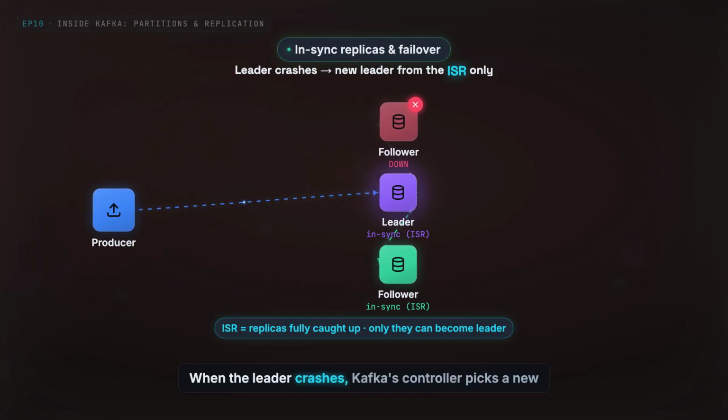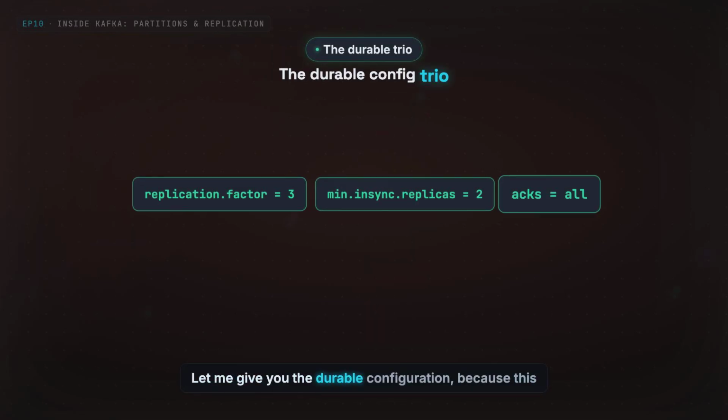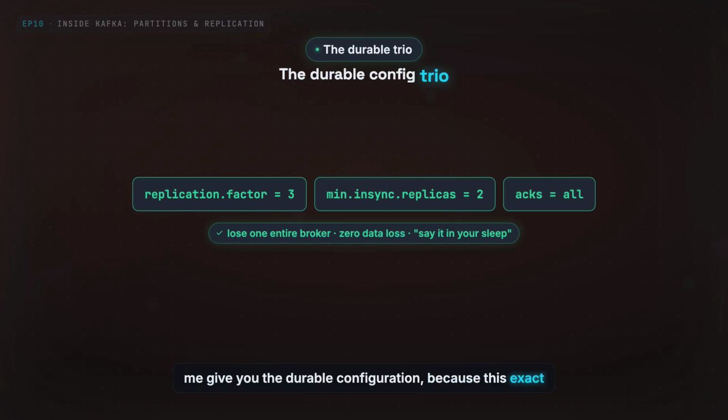When the leader crashes, Kafka's controller picks a new leader, but only from the in-sync replicas, because those are the ones guaranteed to have all the data. Let me give you the durable configuration, because this exact trio shows up in interviews constantly. Replication factor of 3, so 3 copies of every partition.